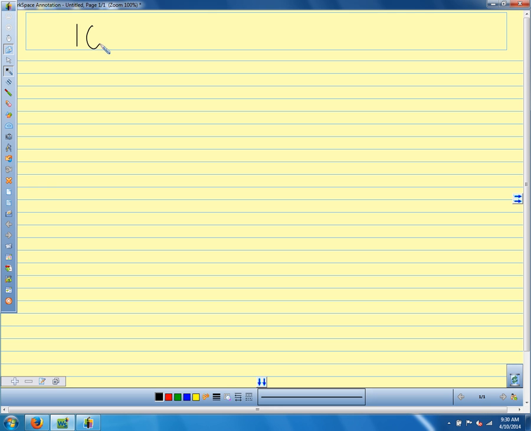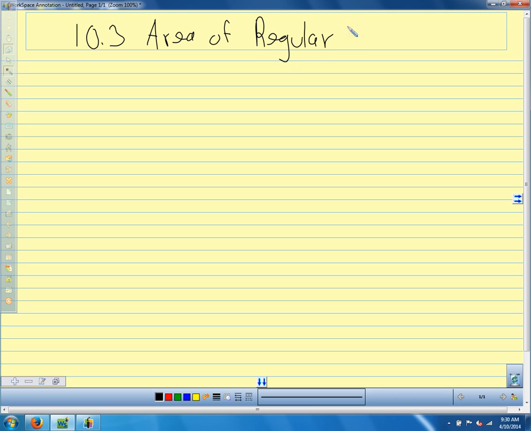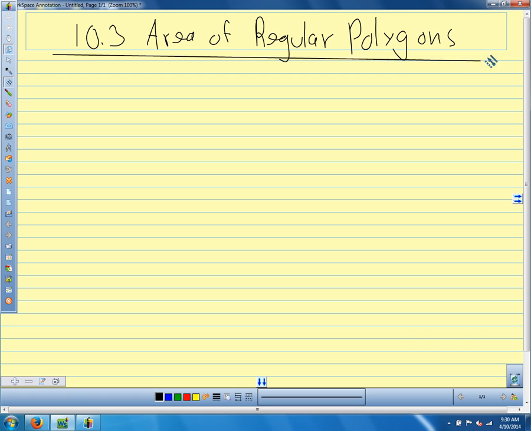So we're in section 10.3, area of regular polygons. First off, let's remember what we mean.